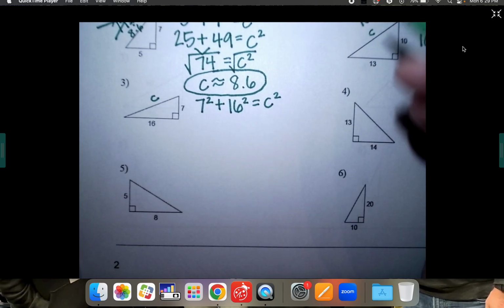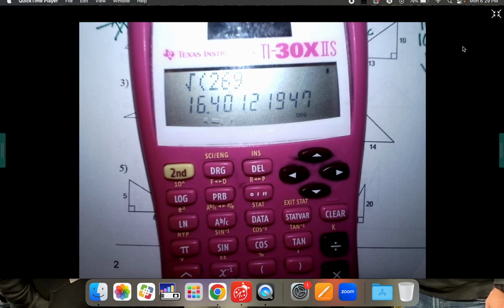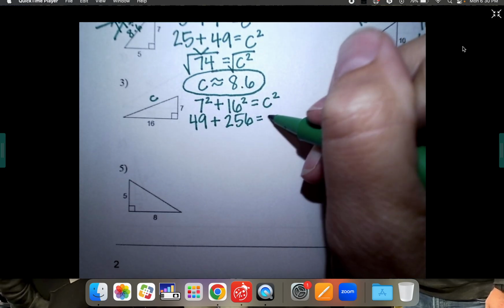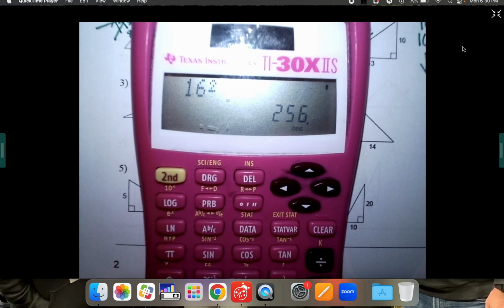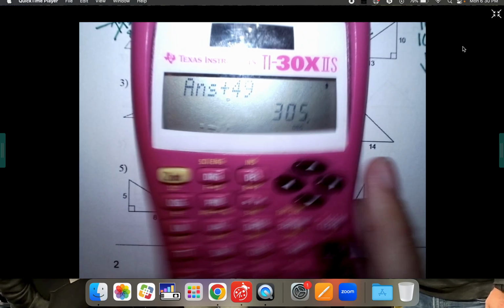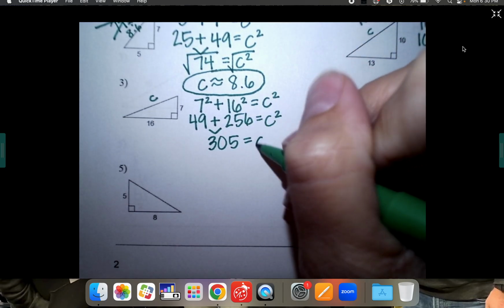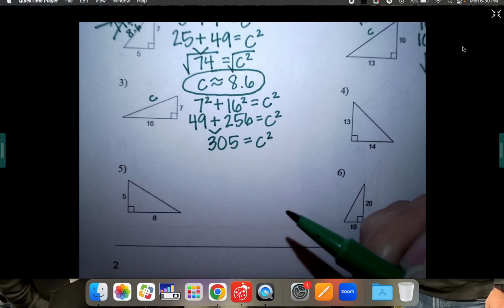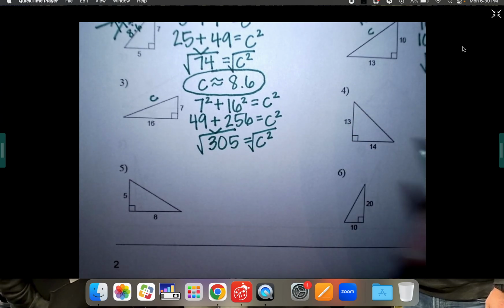All right, 7 squared, I did that earlier, it was 49. 16 squared, I have no idea. 256. And we're just going to leave it equal to c squared. I'm going to add 49 plus 256, and I got 305. 305 is not the answer. That is not a reasonable answer, but I know that it's because c is being squared. So I need to square root it to find out what c is by itself.